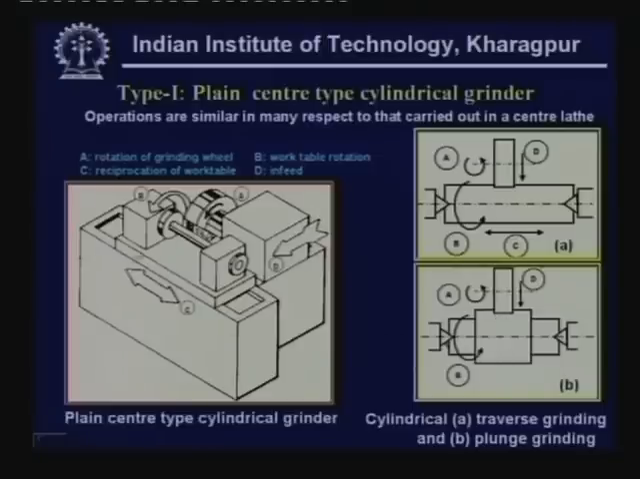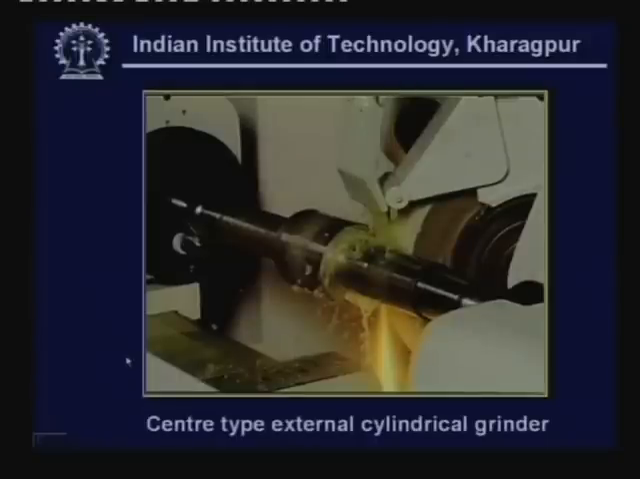Here also a motor is used for providing the necessary grinding motion, and the table feed, that means the reciprocation of the grinding table, is provided by a hydraulic drive. This is actually the grinding operation being conducted on a cylindrical grinding machine.